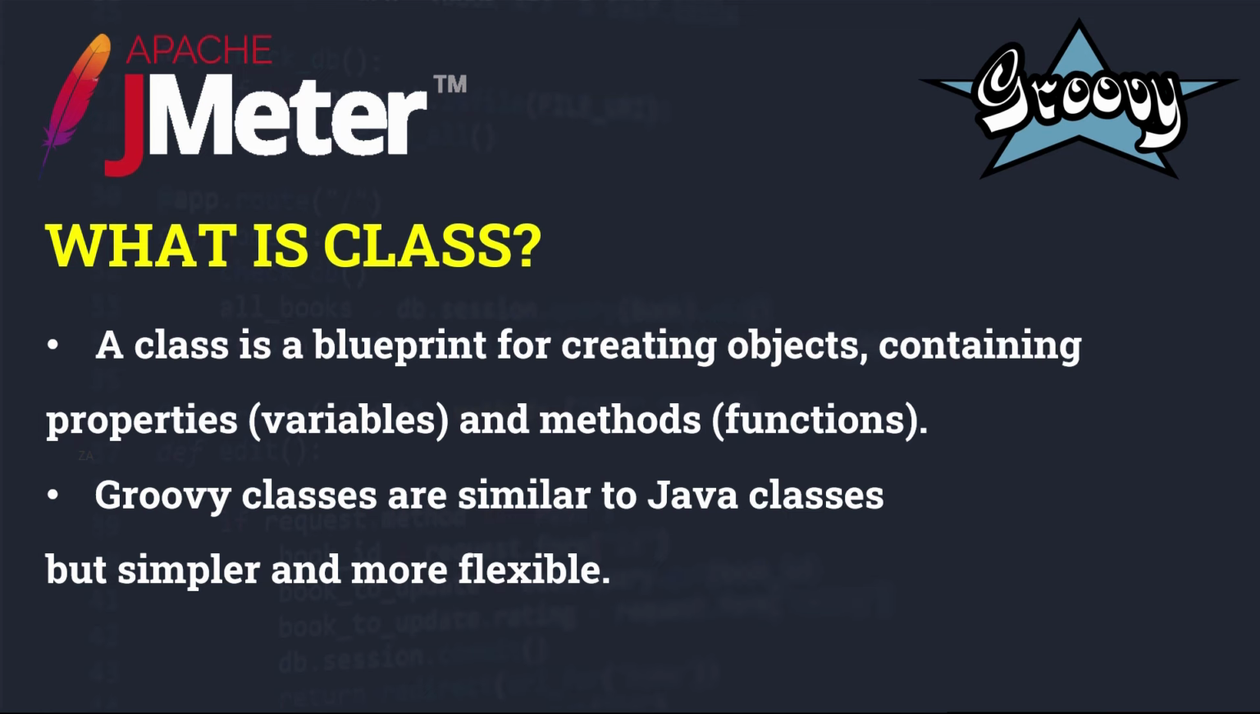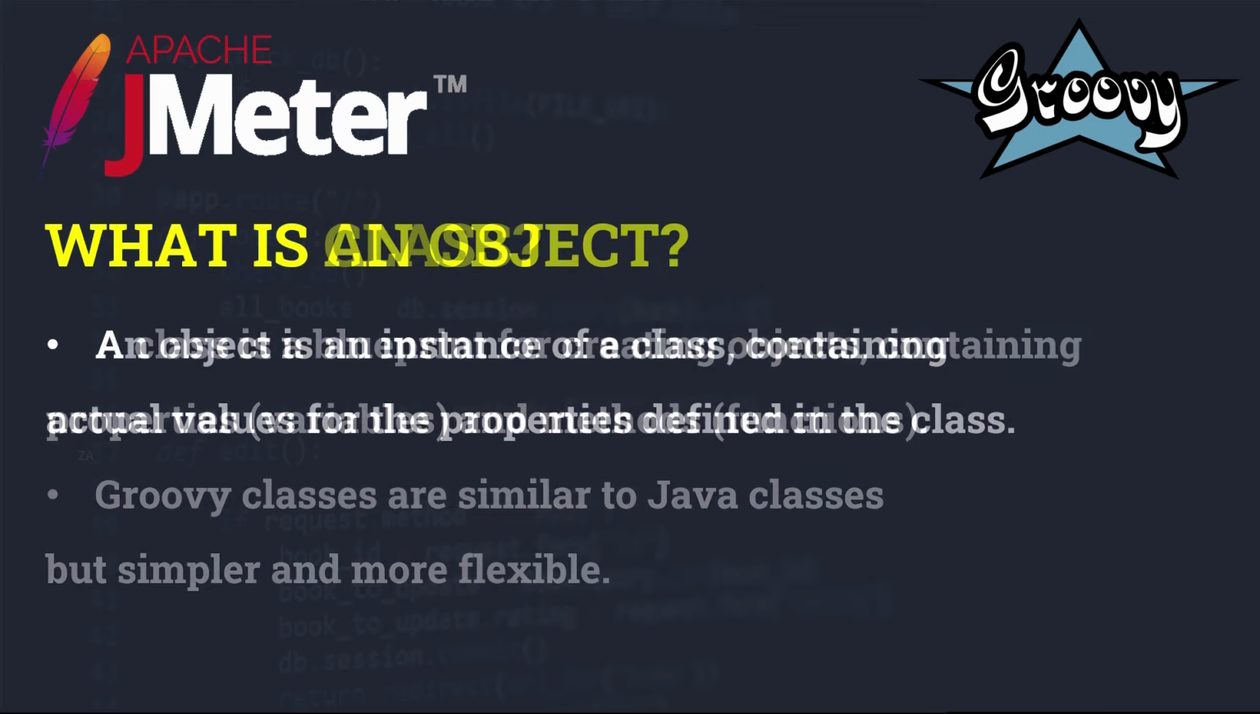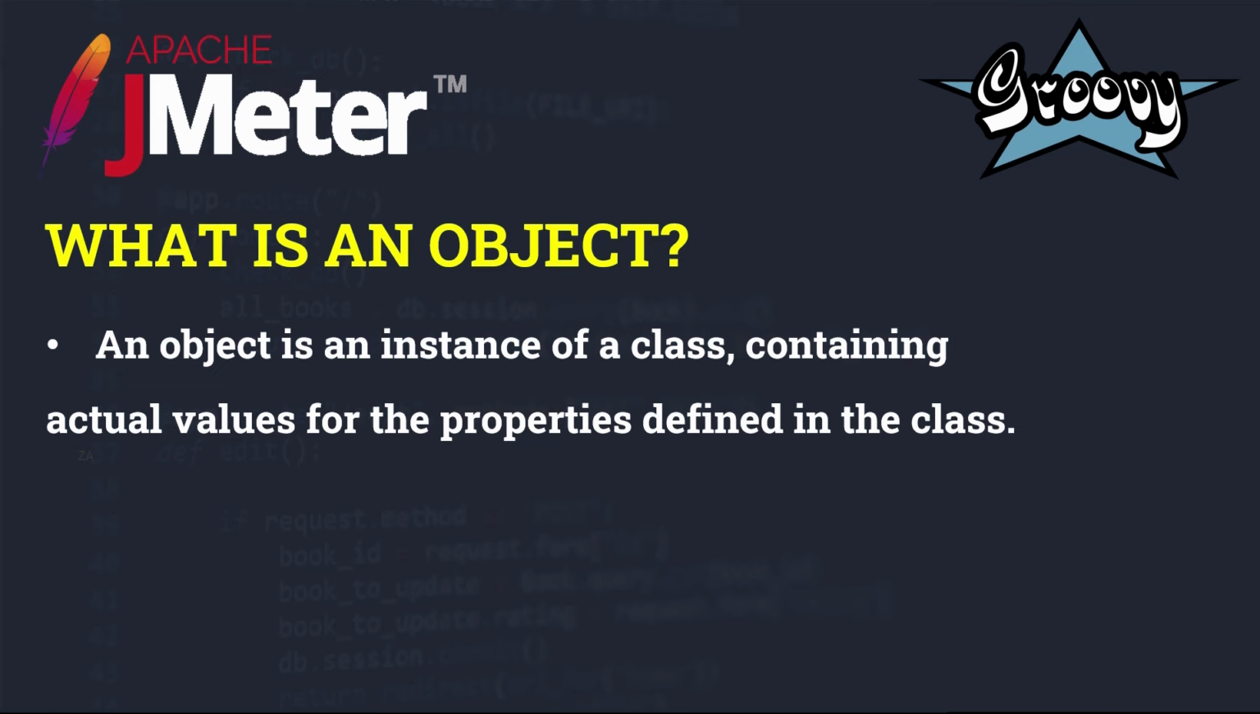Now what is a class? A class is basically a blueprint for creating objects containing properties which are variables and methods which are functions. Now in Groovy, classes are similar to the Java classes, but they are simpler and more flexible. Now, an object is basically an instance of a class containing the actual values for the properties defined in the class. Now, let's learn about classes and objects in detail with a real-time example.